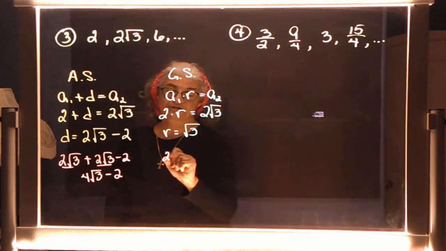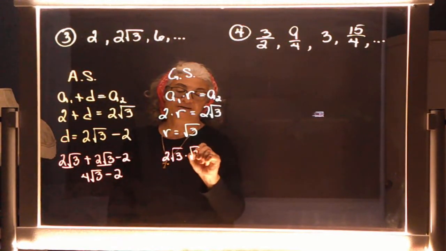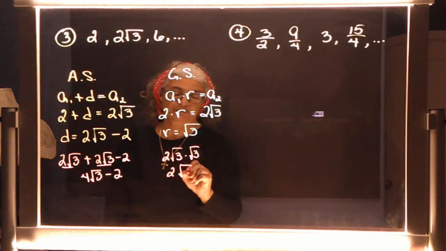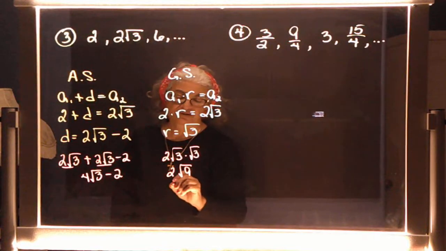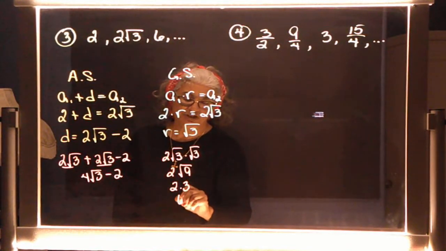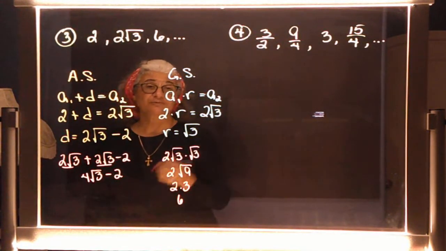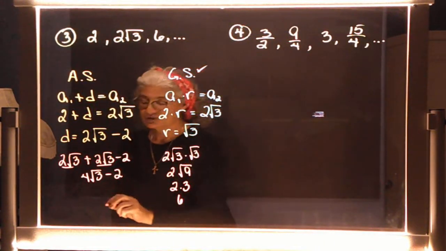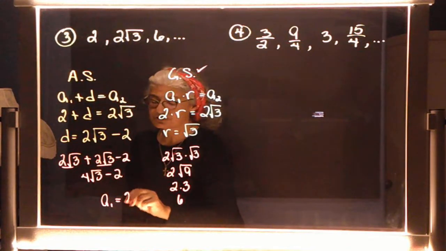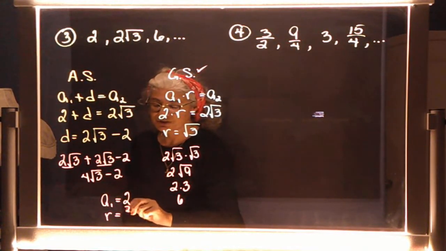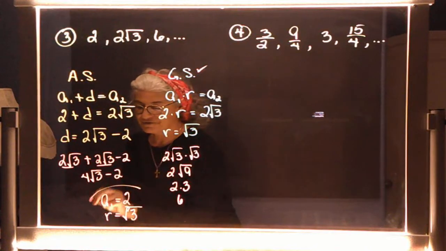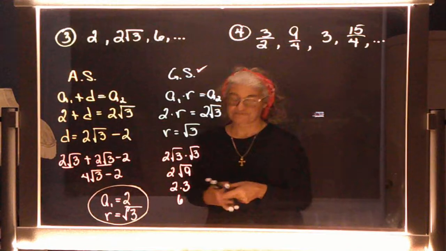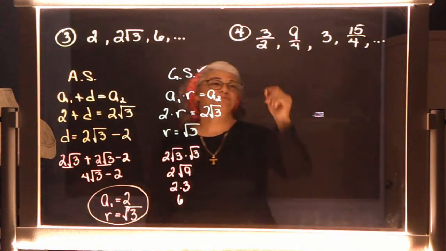If I take the second term and multiply by the common ratio, let's see what we get. Well, we get 2 times the square root of 9. What's the square root of 9? 3, so we get 2 times 3, which is 6, right? Which is the third term, isn't it? So, looks like this is a geometric sequence. Looks like term number 1 is 2, and the common ratio is square root of 3. Cool? Okay, let's look at number 4.